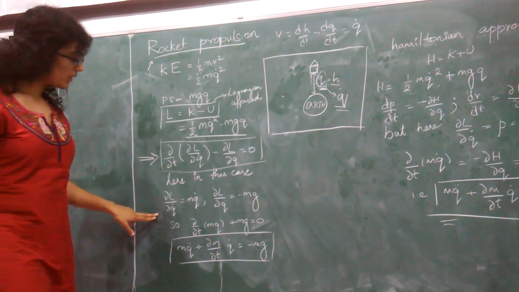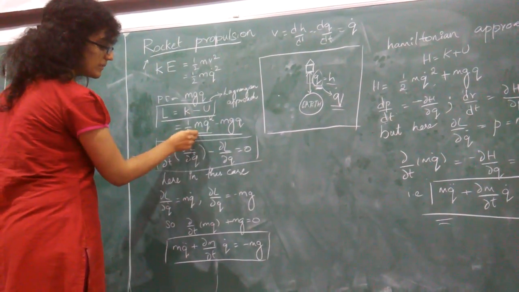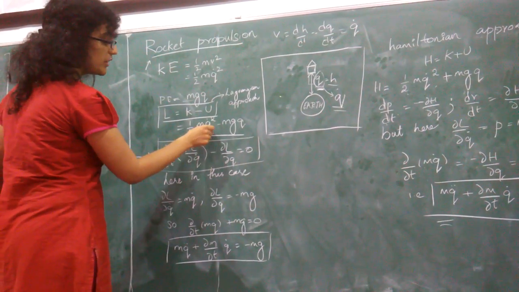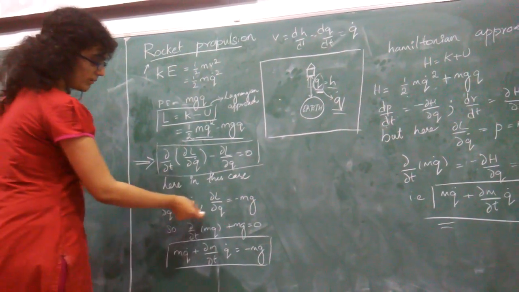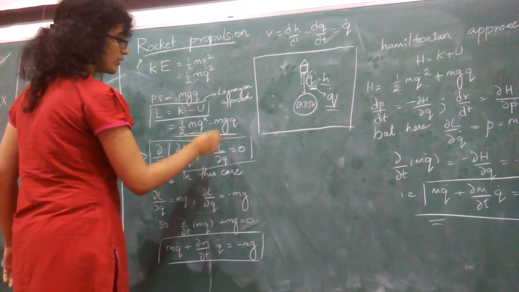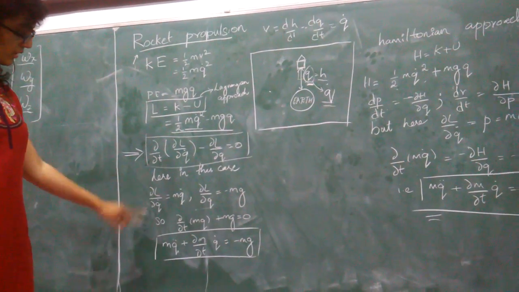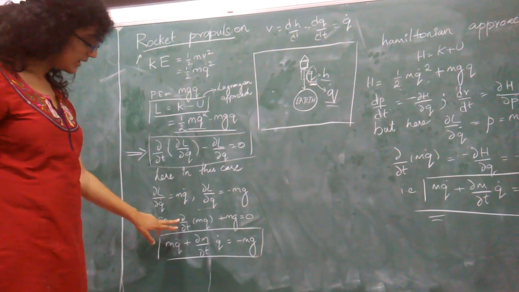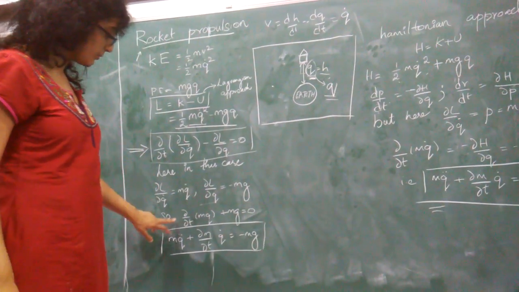Now when you calculate ∂L by ∂q dot for this K minus U, you see that only this term depends on q dot, so you will get m q dot, because the 2 and 2 will get cancelled. And when you calculate ∂L by ∂q, since only this term depends on q, you will get minus mg. Substituting these in the equation above, you will get d by dt of m q dot plus mg is equal to 0.